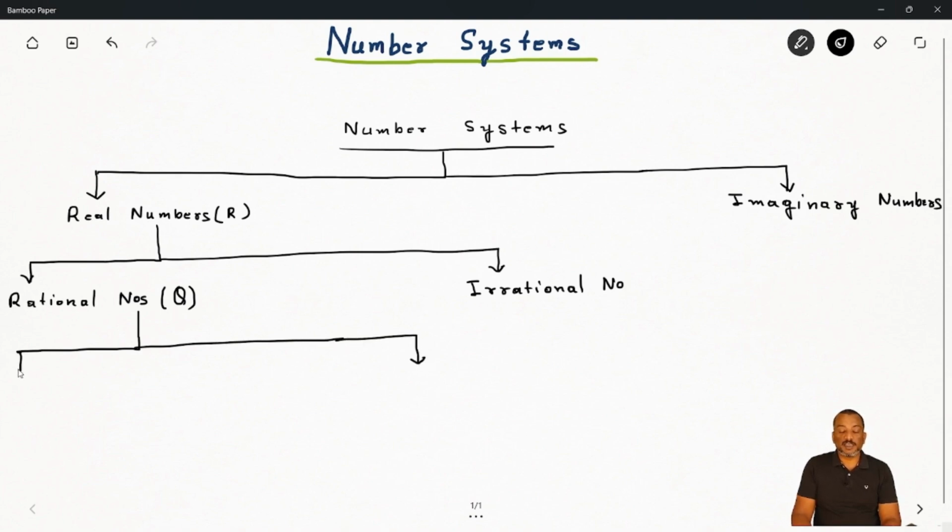The first one is non-integer. It is divided into non-integer.